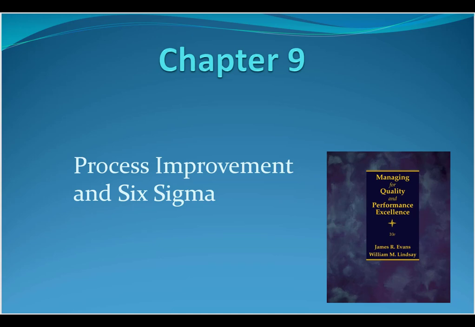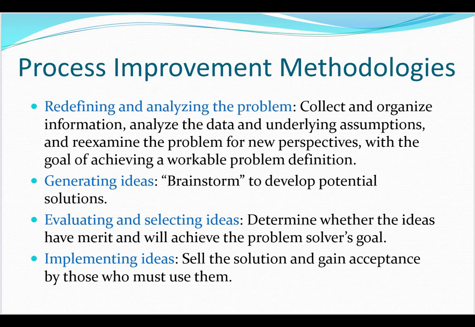Hi, this is Chapter 9, Process Improvement and Six Sigma. We're going to start talking about process improvement methodologies, which essentially all of them do these things: define the problem, analyze the problem, generate ideas about how to solve the problem, evaluate all of those ideas and select one of them, and then implement the idea so that you can bring about process improvement.